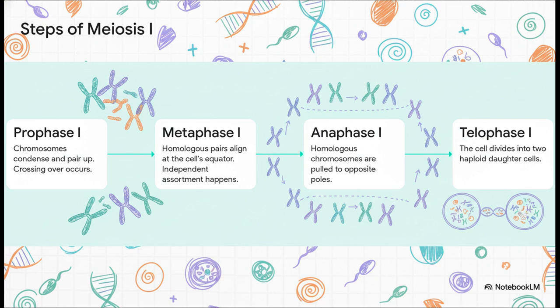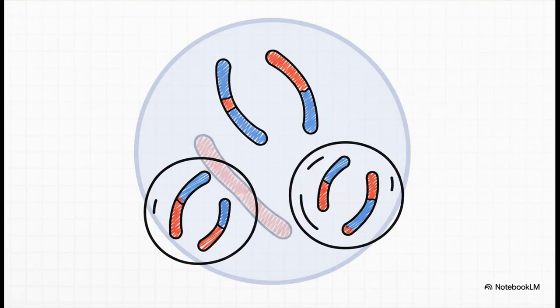After that, in Anaphase I and Telophase I, the cell just pulls those pairs apart and splits in two. And what's the result? Well, after just that one round, we've already got 2 haploid cells. And thanks to all that crossing over and independent assortment, they are totally, completely unique, different from each other, and different from the cell we started with. But we're not done yet.